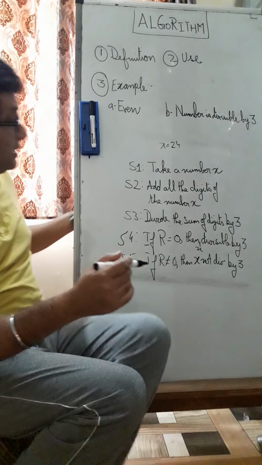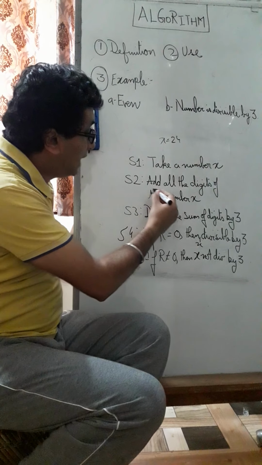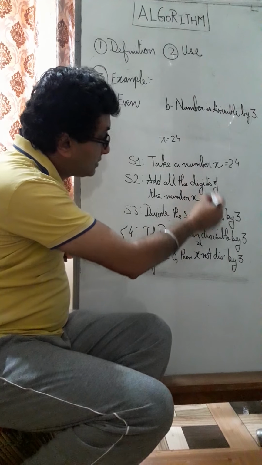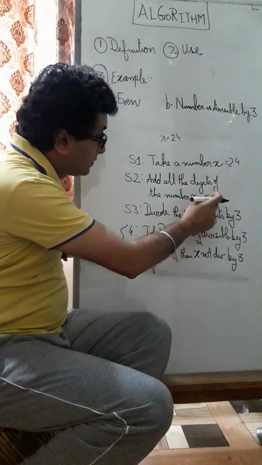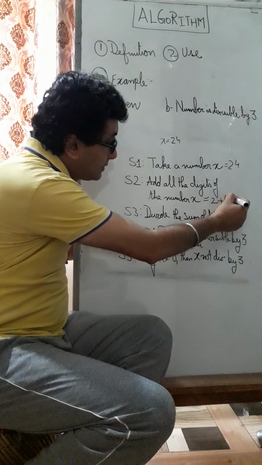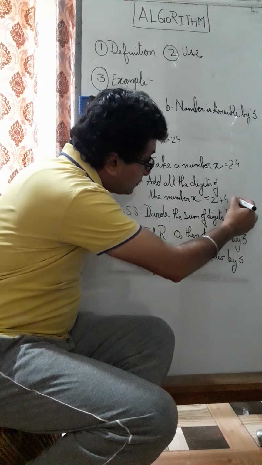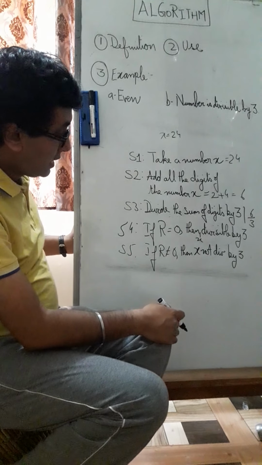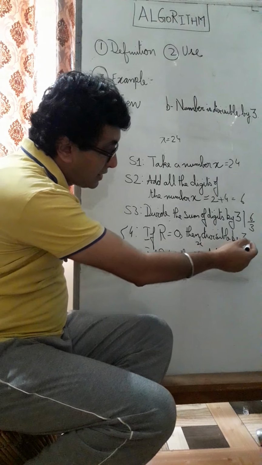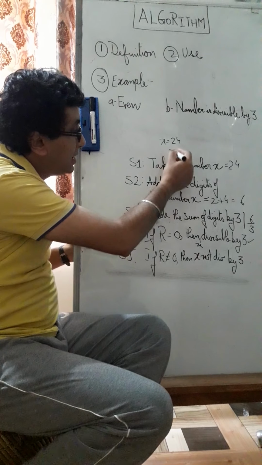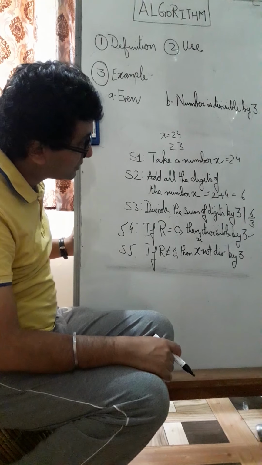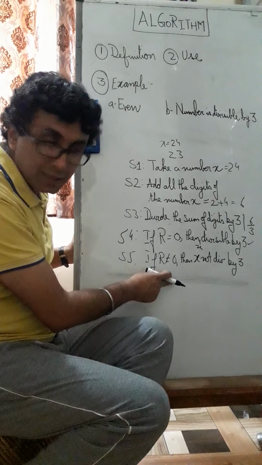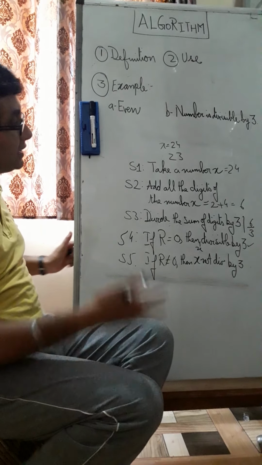So can we do a dry run for this? Take a number x, add all the digits of the number. So x was 24. Add 2 plus 4. Divide the sum by 3. So 2 plus 4 is 6. So what will you do? You will divide 6 by 3, right? And when you are dividing, the remainder is 0. So the number is divisible by 3. Had the number been 23, you will not get the same result and the number would not be divisible by 3. Understood?